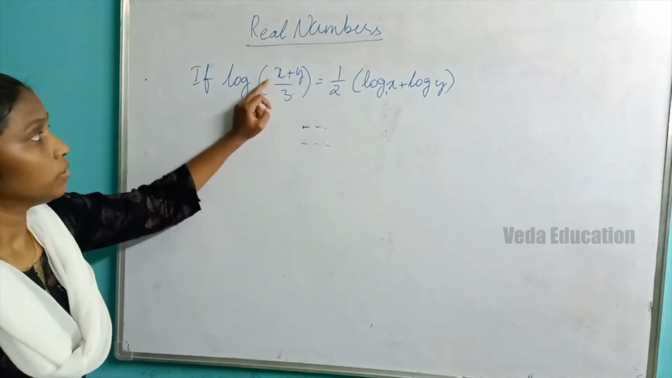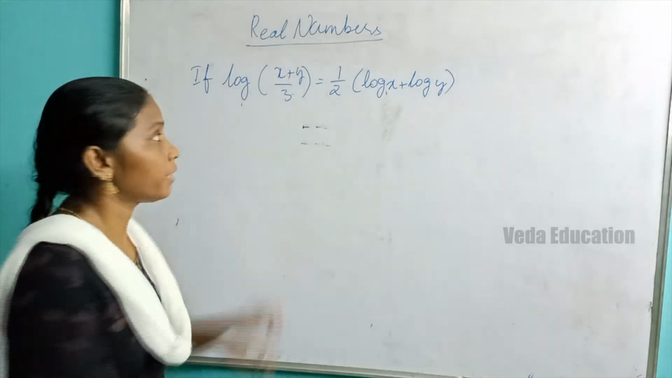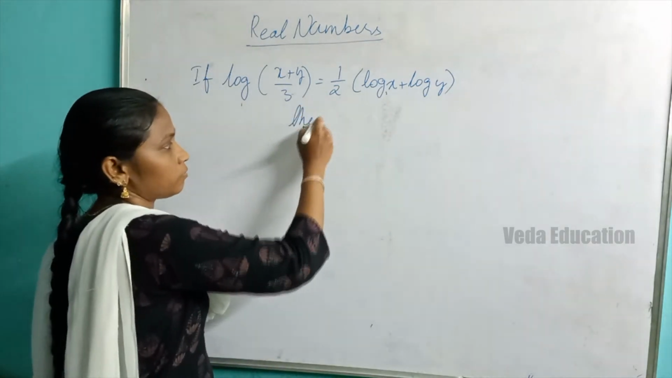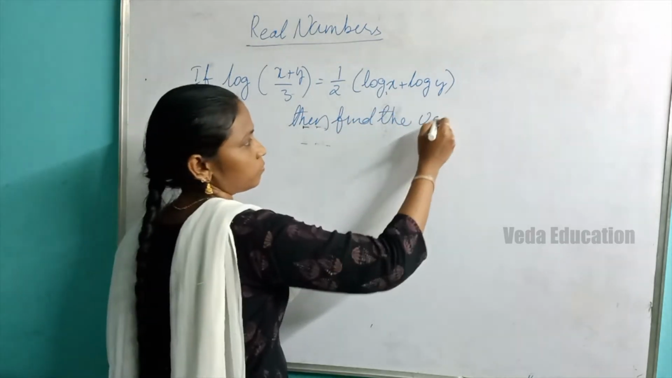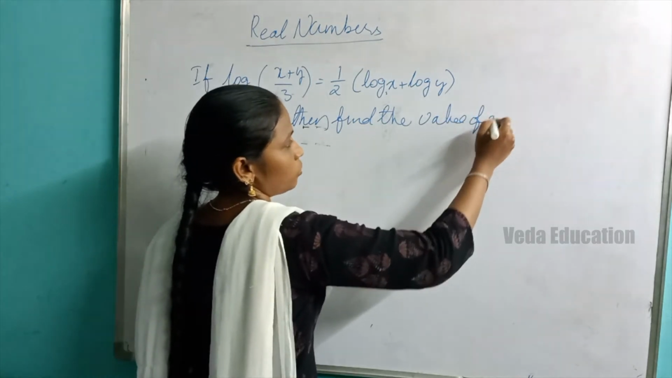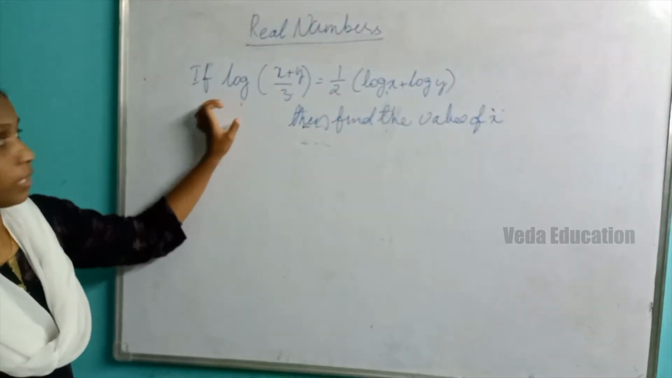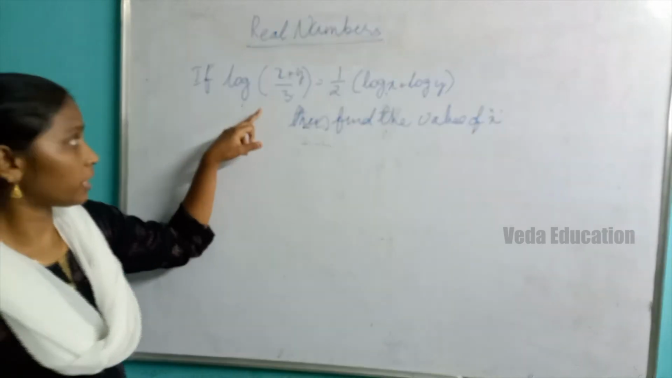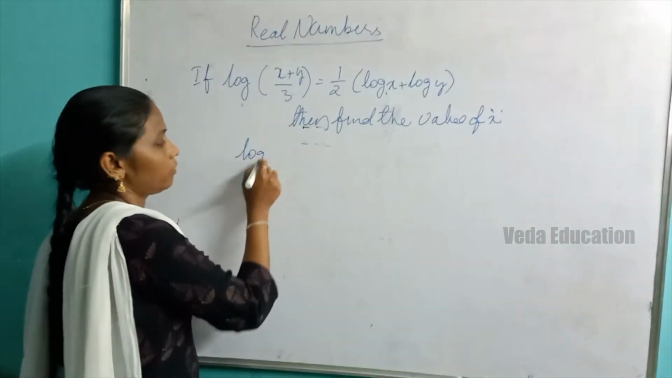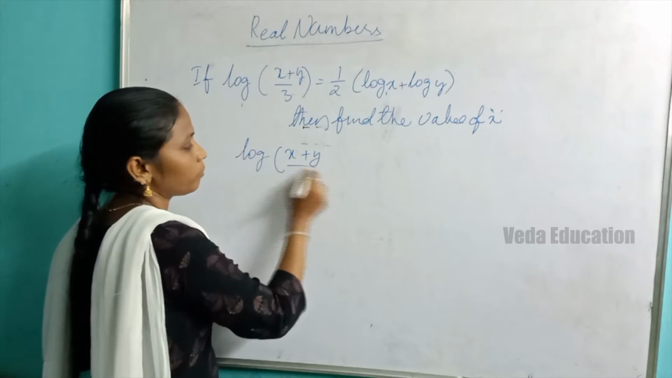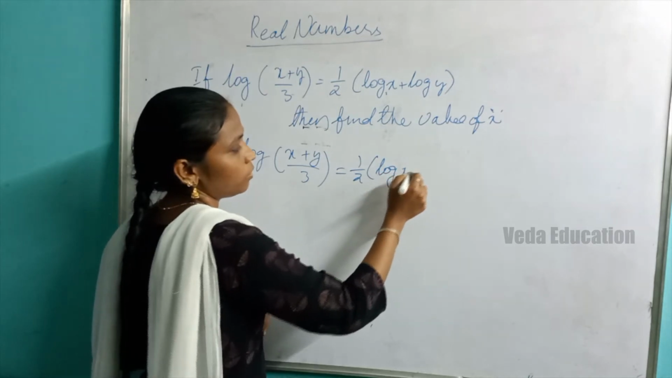If log of (x plus y) by 3 equal to 1 by 2 bracket log x plus log y, then they asked to find the value of x by y plus y by x. So here we need to find the value. For this, the logarithmic form is given to us on both sides of the equation, so write it in a single logarithmic form. What they gave us: log of (x plus y) by 3 equal to 1 by 2 log x plus log y.